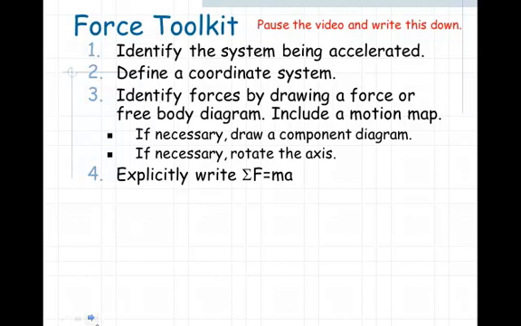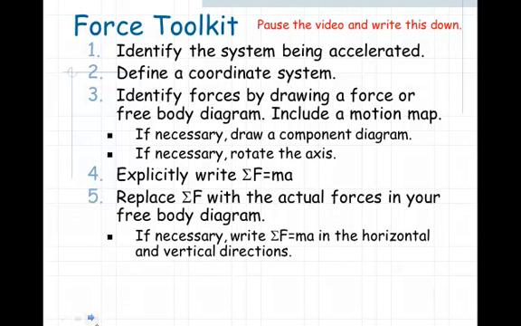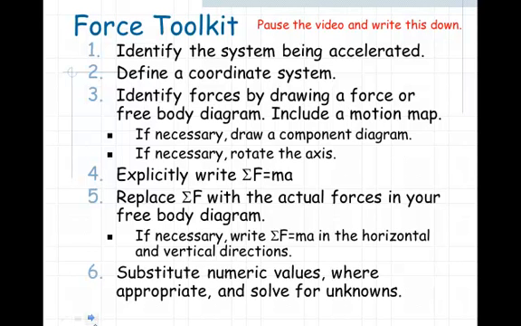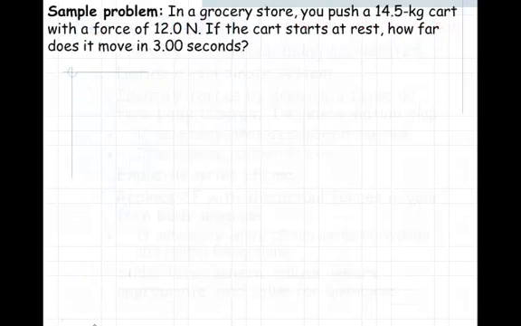Explicitly write the sum of the forces equals mass times acceleration. Replace the sum of the forces with the actual forces in your free body diagram, and if necessary, write the sum of the forces equals ma in the horizontal and vertical directions. Substitute numeric values where appropriate and solve for unknowns.